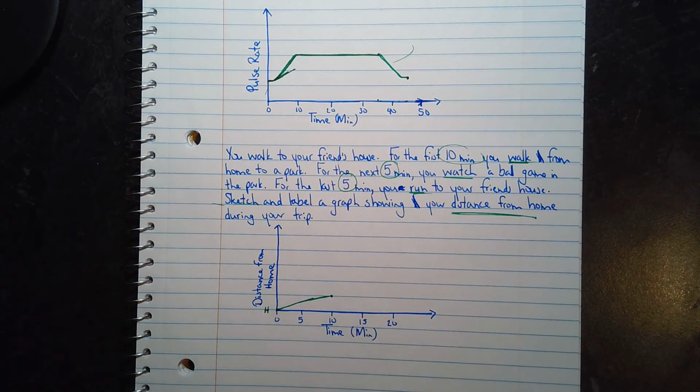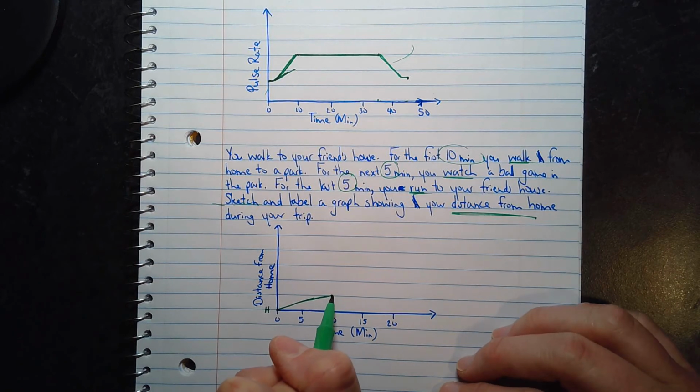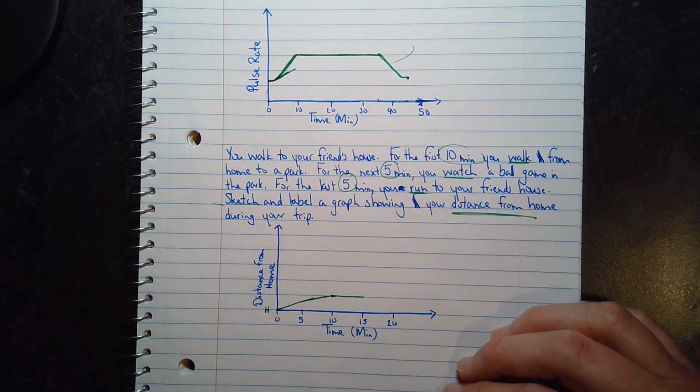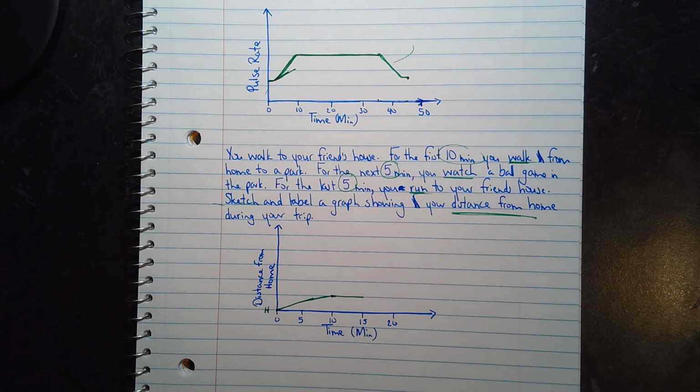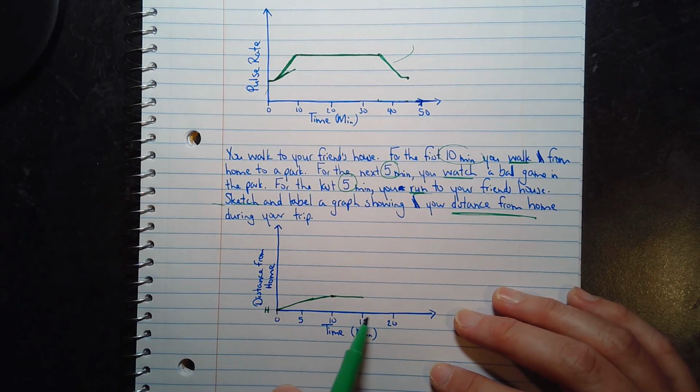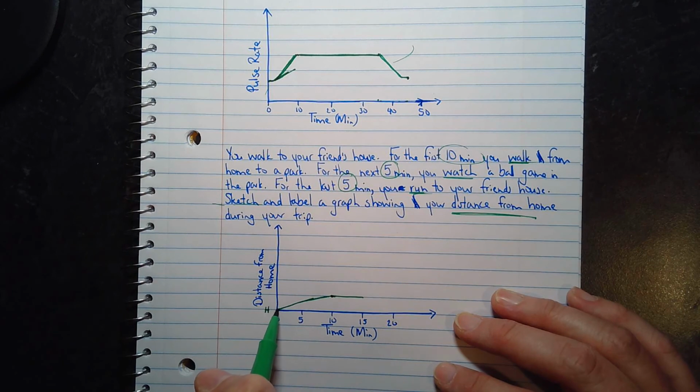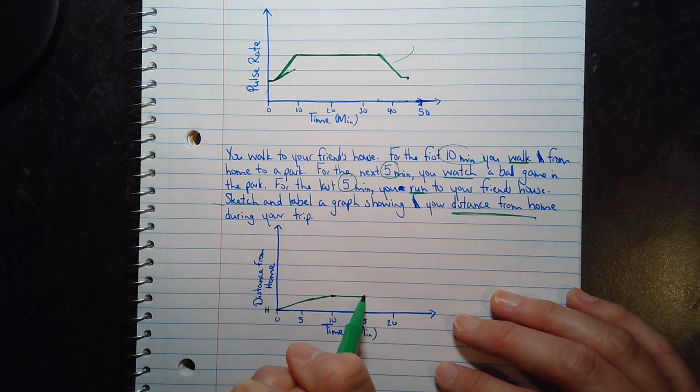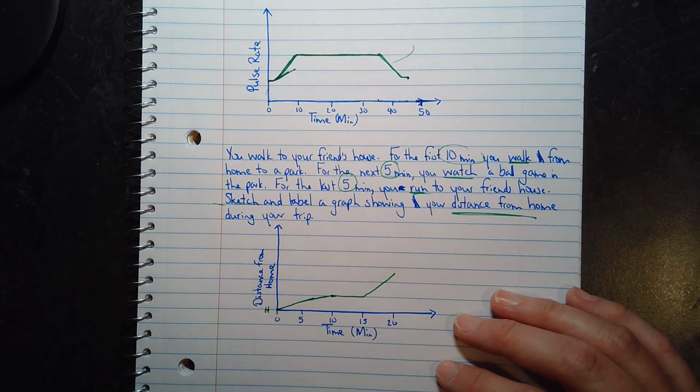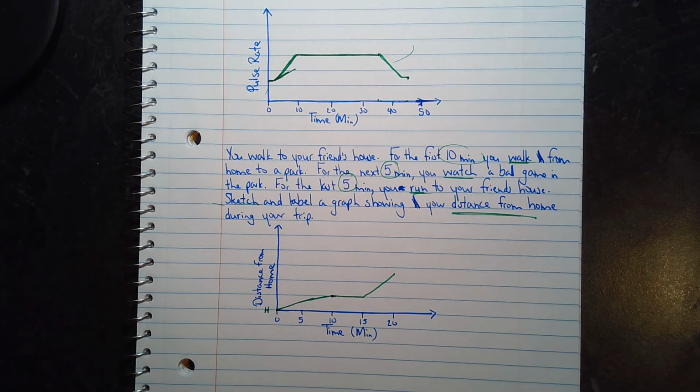Then if you are watching a game for 5 minutes, what's happening to your distance? So you walked to the park, and then you stop and you watch a game. Your distance is going to stay the same, right? It's not going to increase at all. So for those 5 minutes, you're just standing there. Then you realize, oh man, I got to get to my friend's house. And so you start running to your friend's house. Well, here you're walking, so it's kind of gentle. When you start running, the line's going to increase more drastically like that. And so you're going to be covering more distance for that time. And so that is how you sketch a graph from data in a problem.